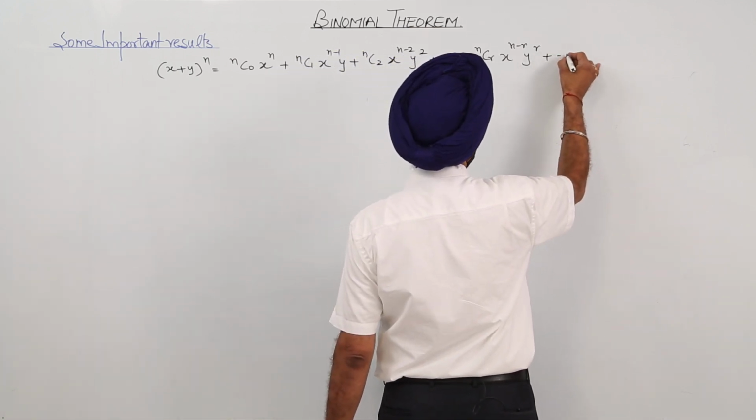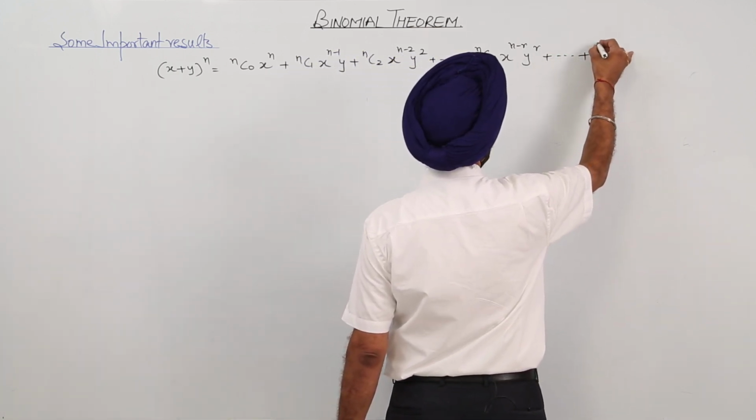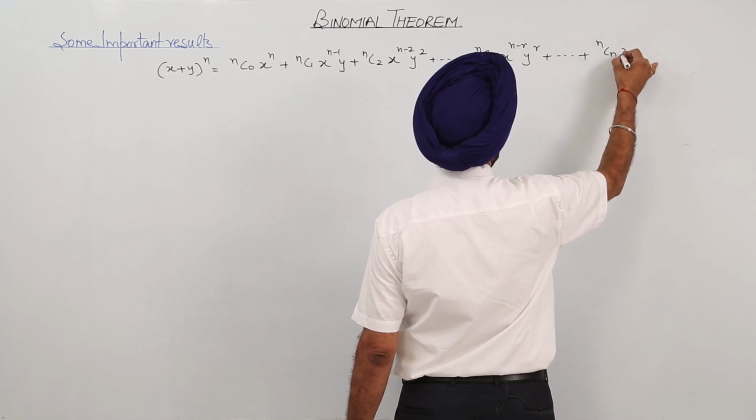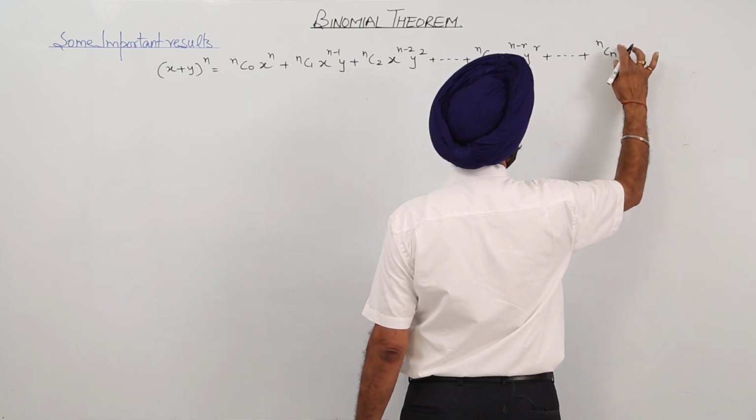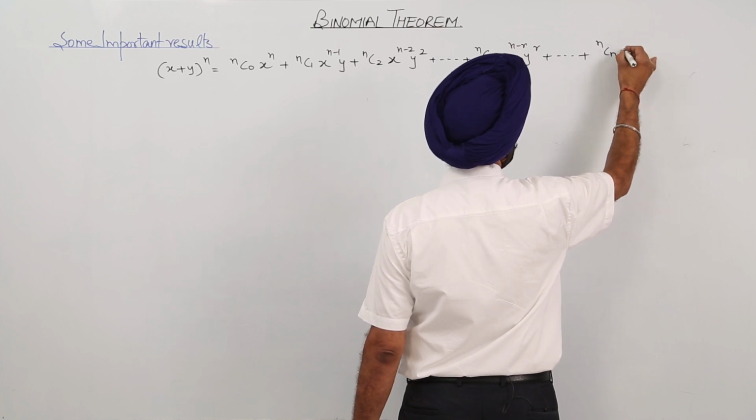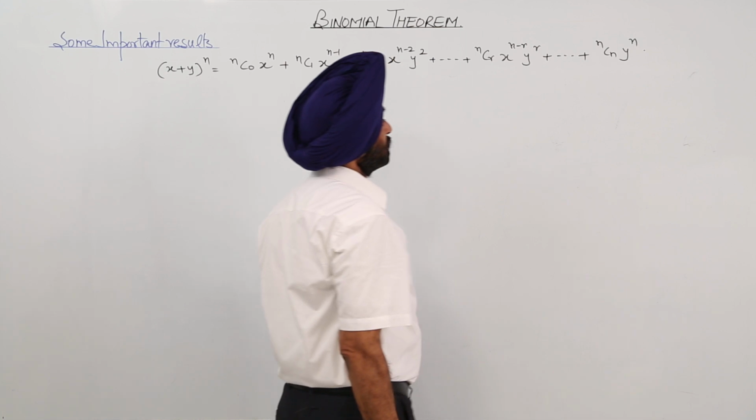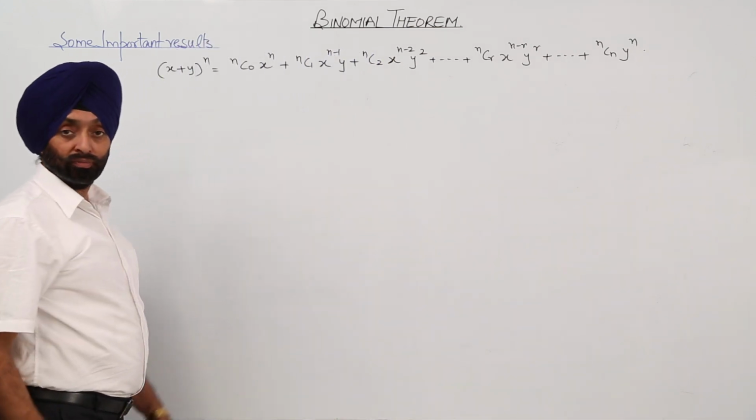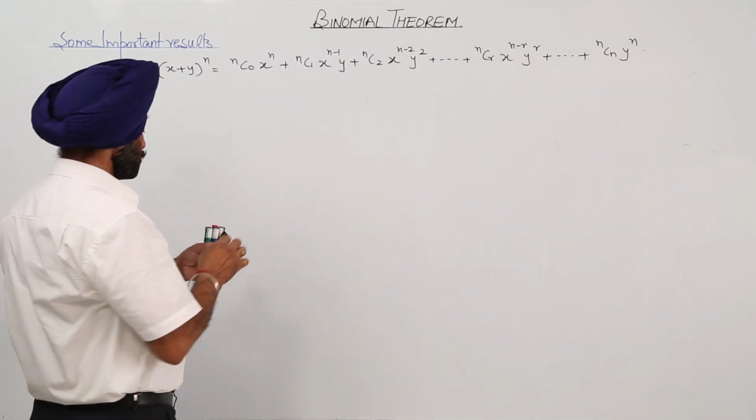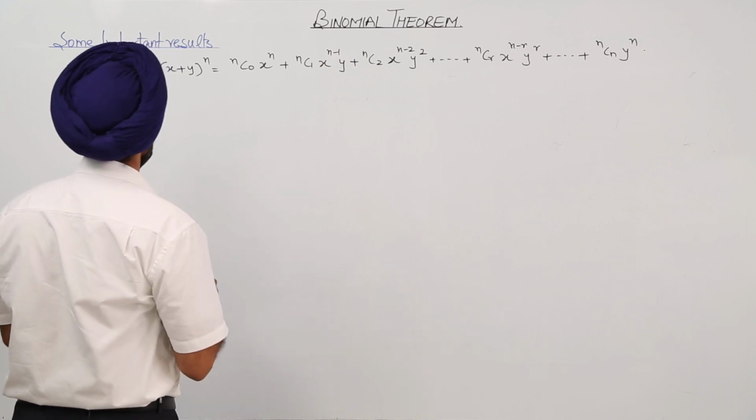plus nCn, here x will be 0, so we are directly writing it y raised to power n. So this was the binomial theorem. Now what is the important result we are going to discuss now?